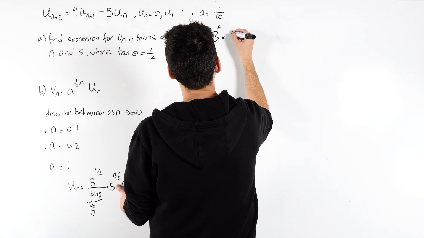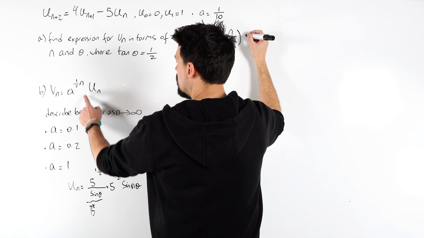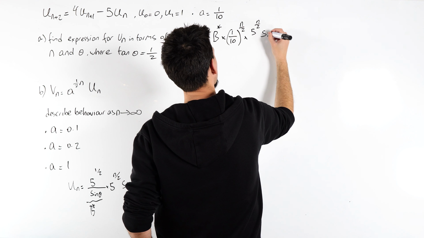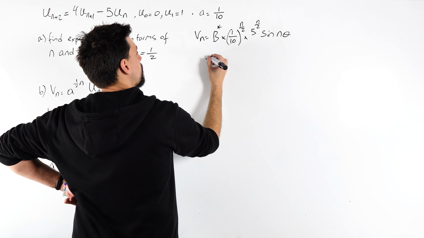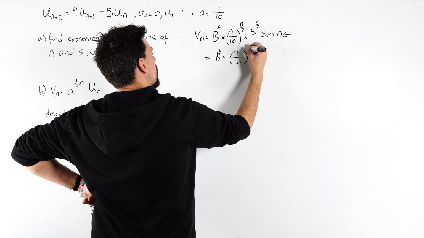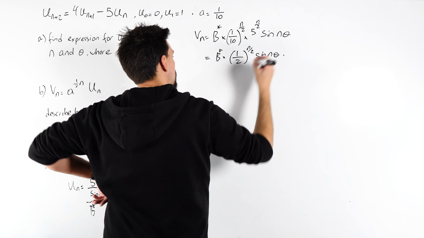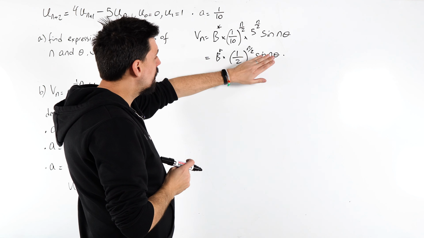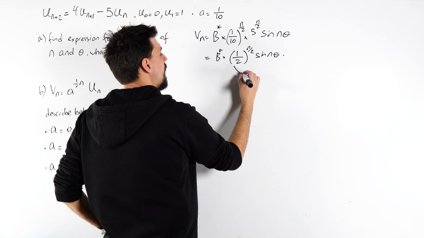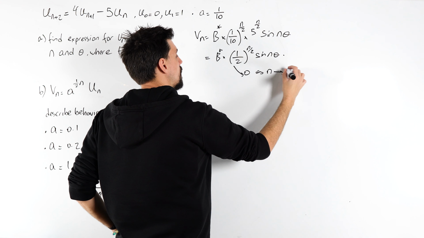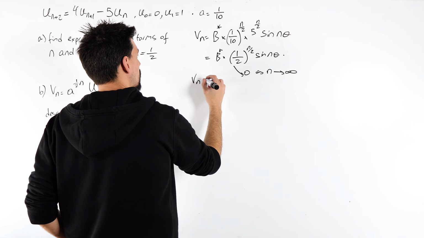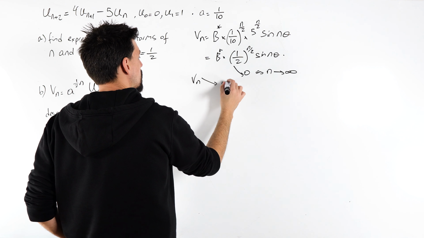So we get 1 over 10 to the power of n over 2 times 5 to the power of n over 2 times sine n theta. Well, b star then is 5 over 10, which is a half to the power of n over 2 sine of n theta. Now, as n goes to infinity, this thing will oscillate, but importantly, that goes to 0 as n goes to infinity. So v_n will just go to 0.